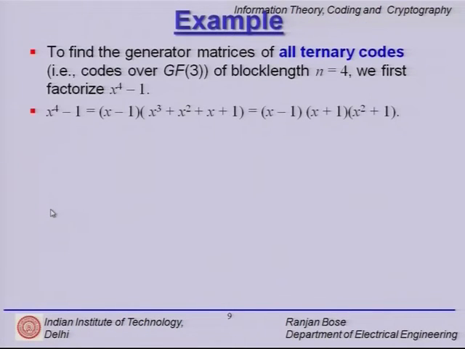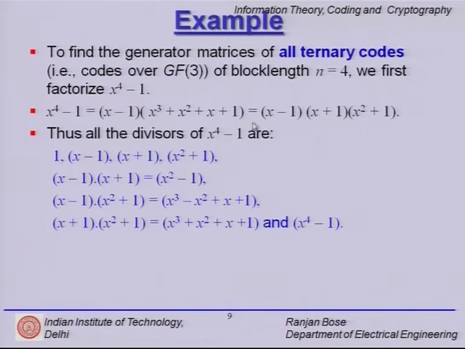If you want to find out the cyclic codes, it is just a matter of factorizing x raised to the power n minus 1. We quickly look at an example. If you are interested in finding all possible ternary codes, what does that mean? Ternary codes are codes with coefficients over GF(3), and the block length is specified as 4. Then we just factorize x raised to the power 4 minus 1 over GF(3), and we get these three factors. But please note, any factor of x raised to the power n minus 1 is a valid candidate for a generator polynomial.